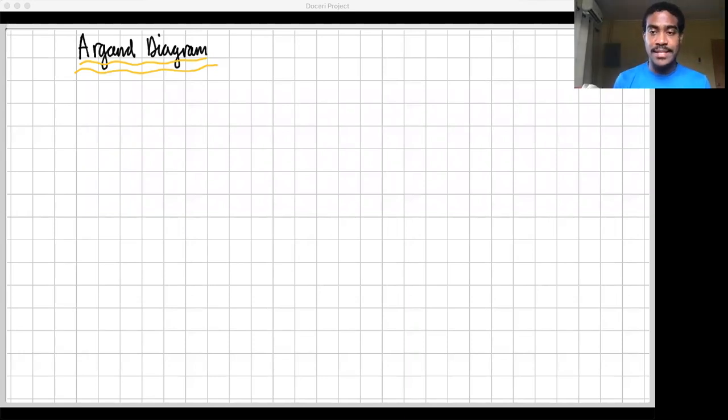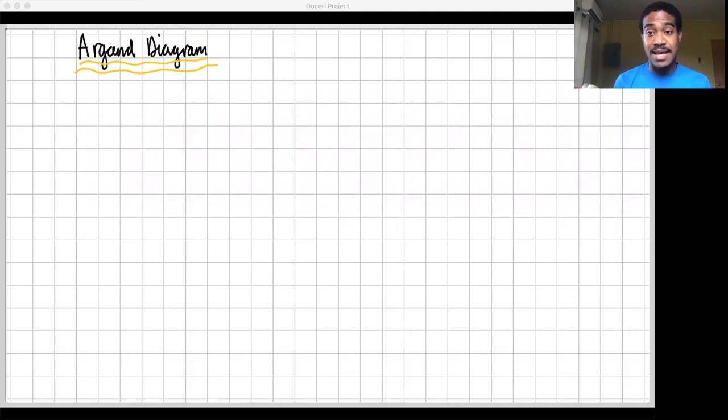Today, what we're going to look at is plotting a point on the Argand diagram. We're going to look at finding the length of a complex number and also finding the argument of a complex number. So first things first, let's look at this big heading here, the Argand diagram.